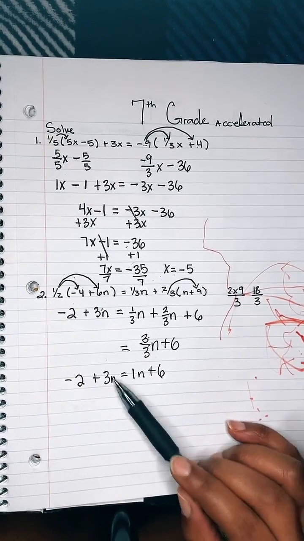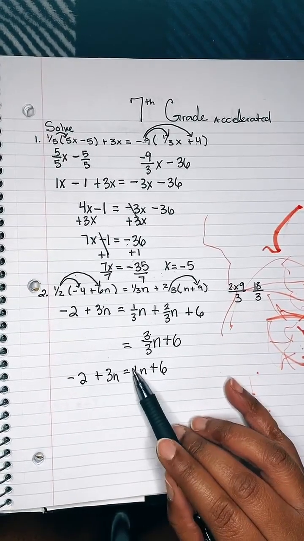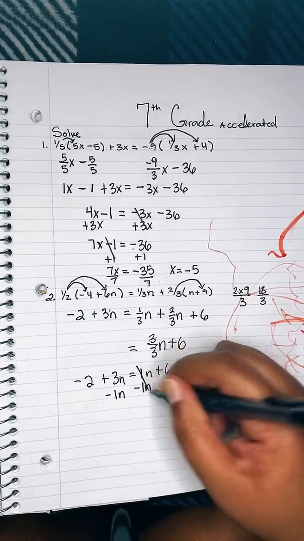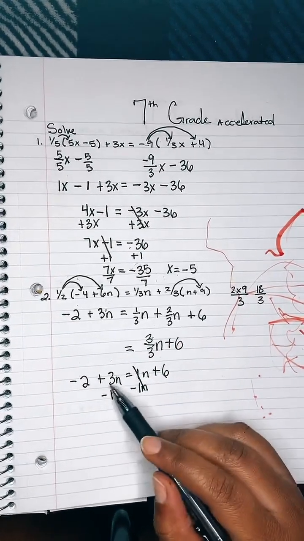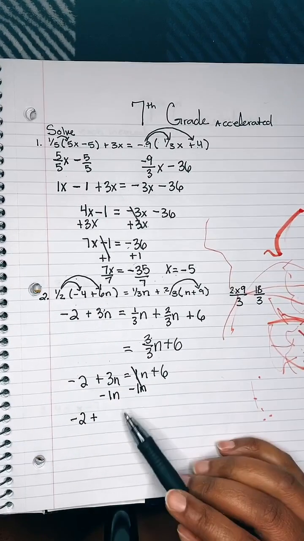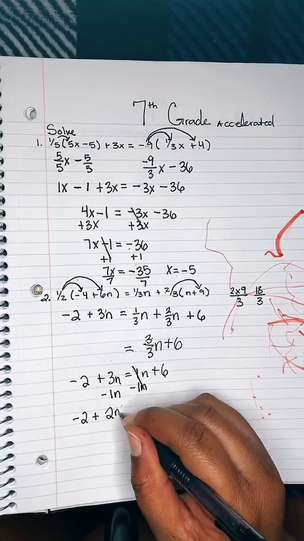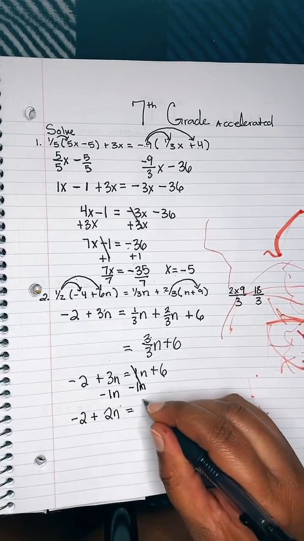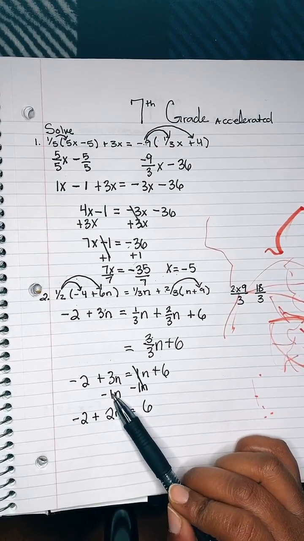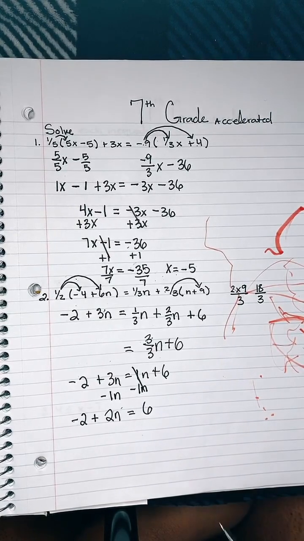So good. So we want the n on this side. Someone said negative 1n. I love it. It's a positive here, so we have to do the opposite. So we're going to negative 1n. This cancels. And then we're going to drop down our negative 2 plus, okay, what do we get right here? 2n. Good. 2n equals 6. All right. If I moved my letter over to this side, what must I have to move to this side?